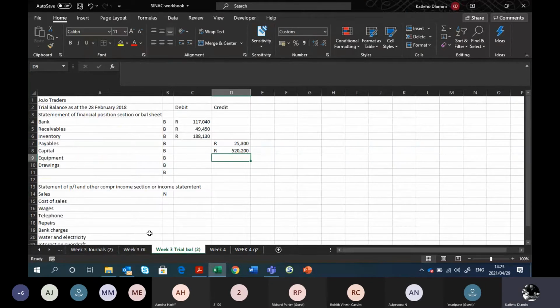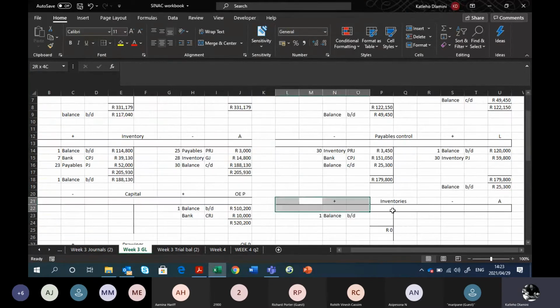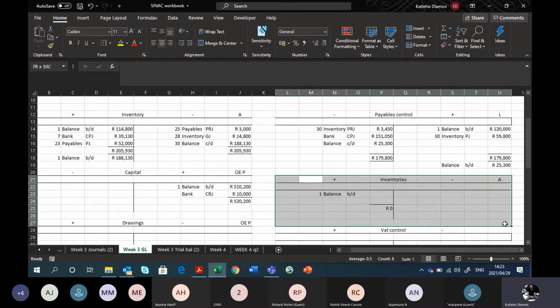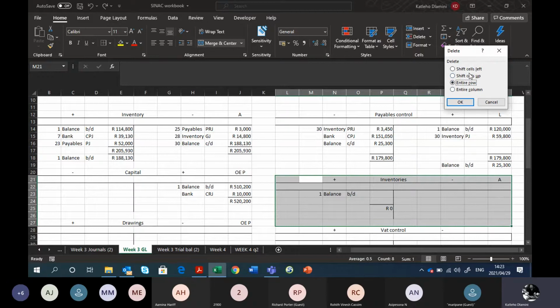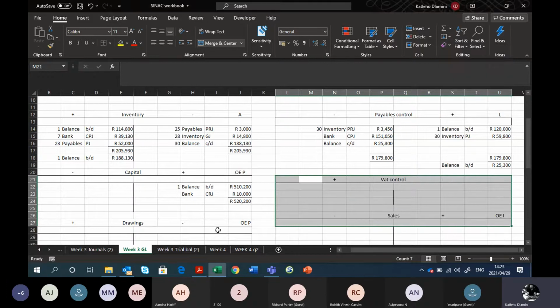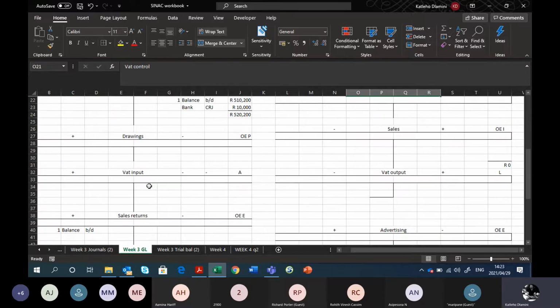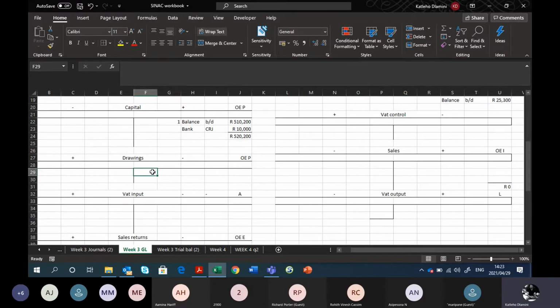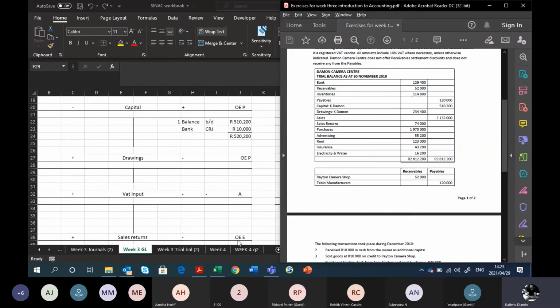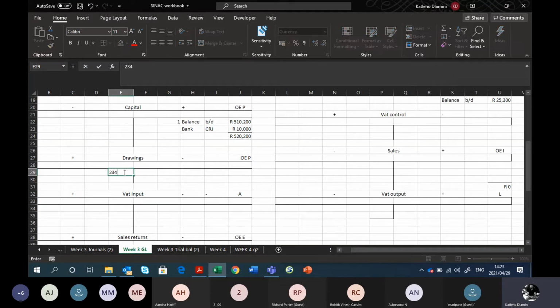Okay, we've already done inventory, so I'm just going to remove it. I have no idea why there's another inventories here. All right, very next one, VAT control, but first I need to do input VAT and the other one. So I'll just skip straight to drawings as my next one. I have a balance there of 234,400 Rand. That's my balance brought down.